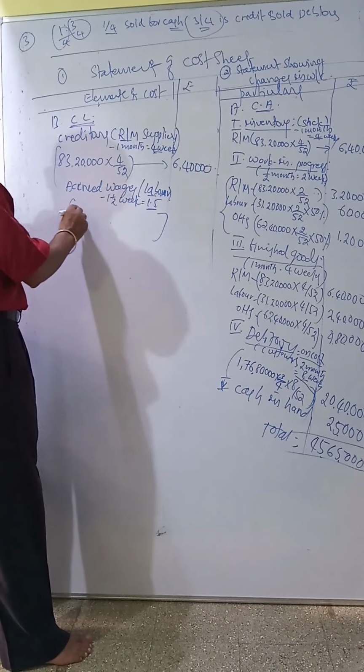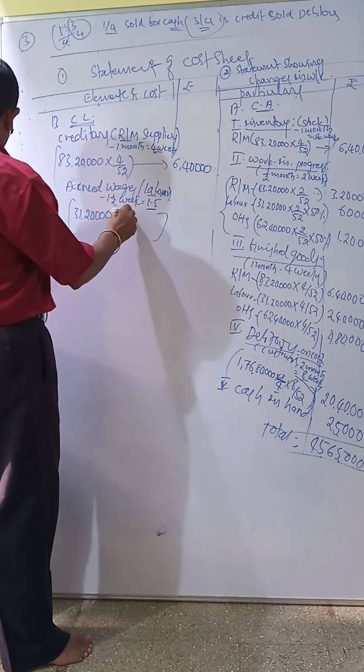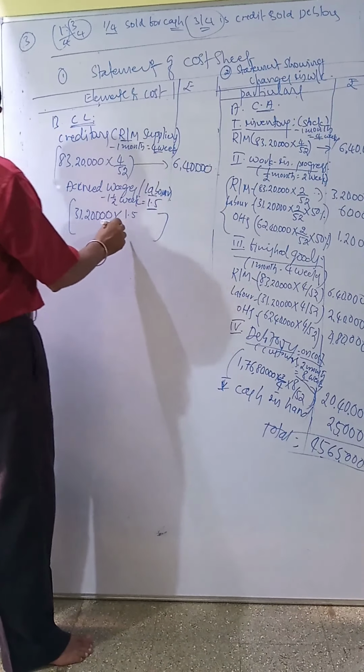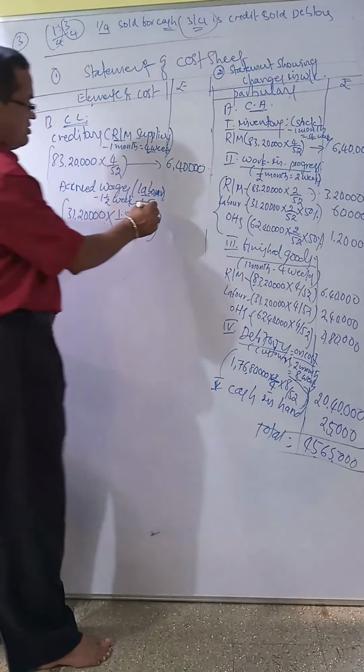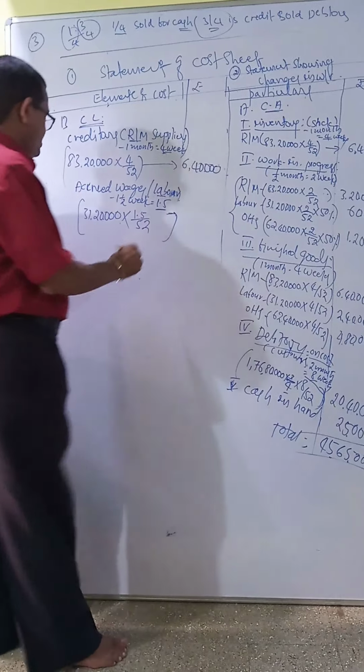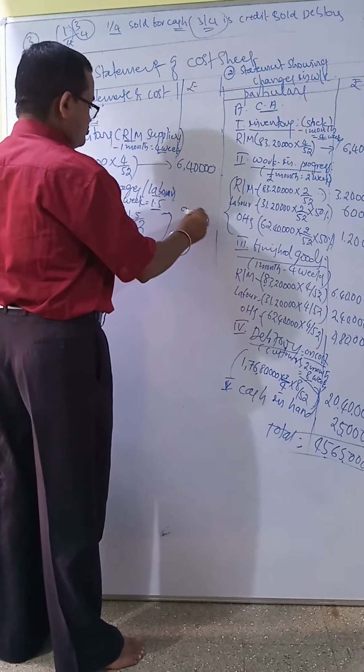Labor cost is how much? 31,20,000, wages paid to laborers, into 1.5 divided by 52. Out of 52 weeks we want 1.5 weeks of these wages. So you get 90,000. Understood? Accrued means outstanding wages, or you can write wages outstanding, wages paid to labor. Next, accrued overheads.